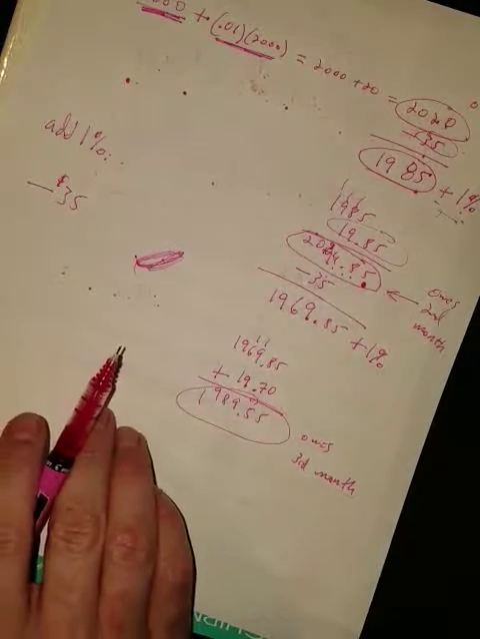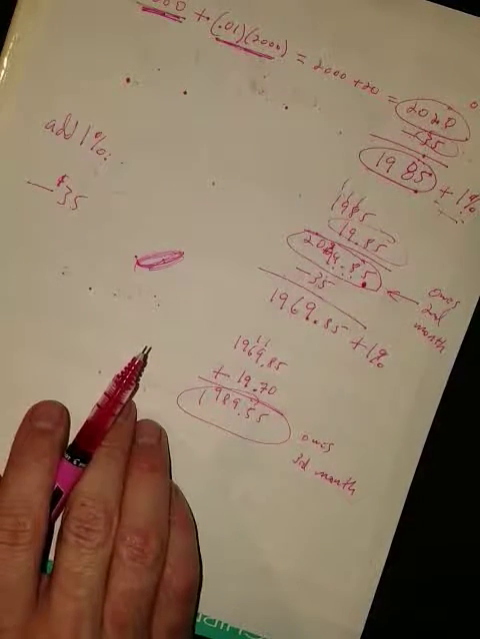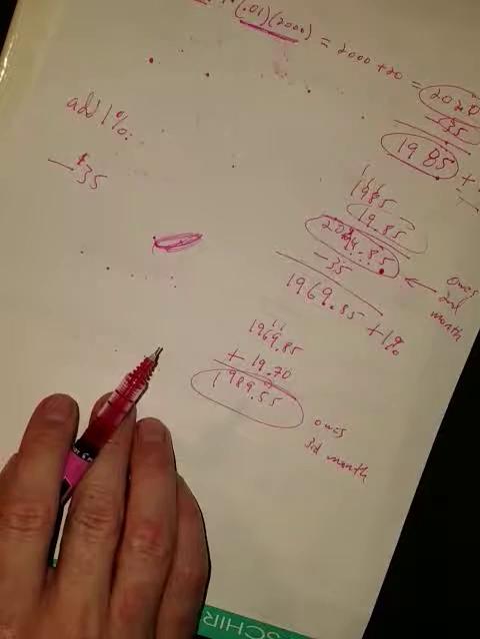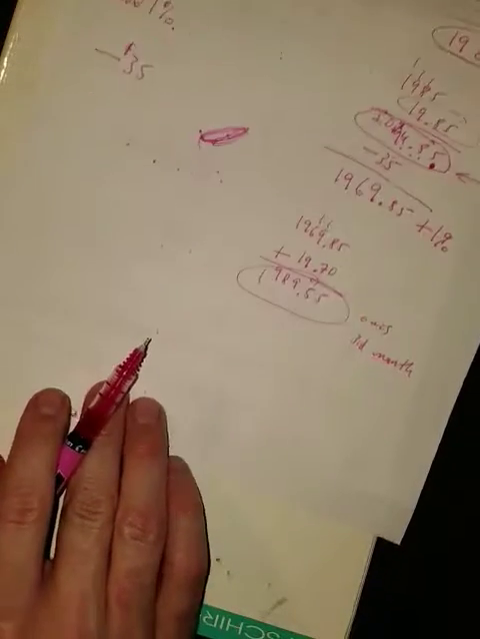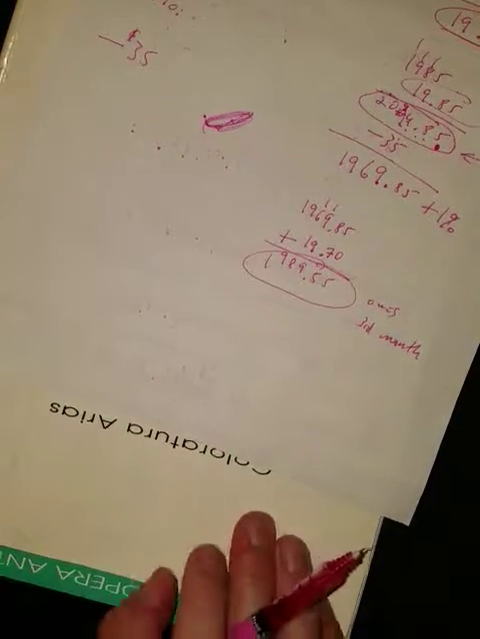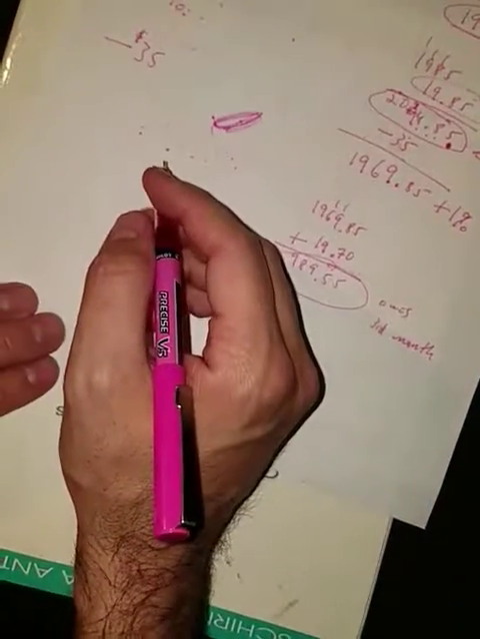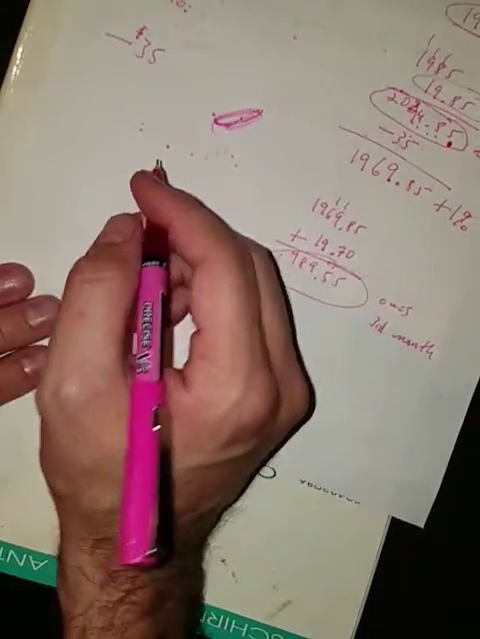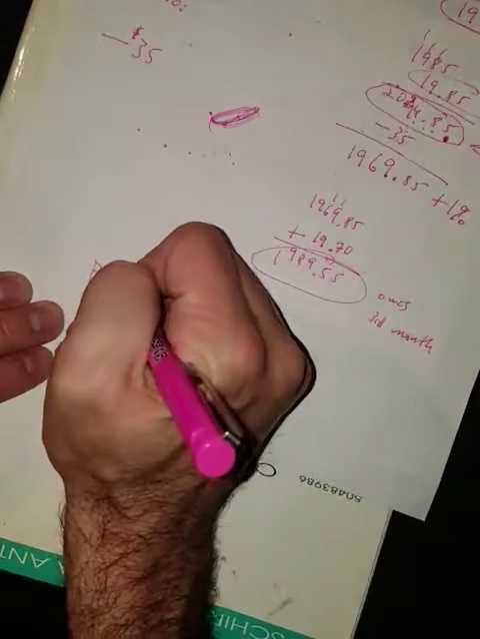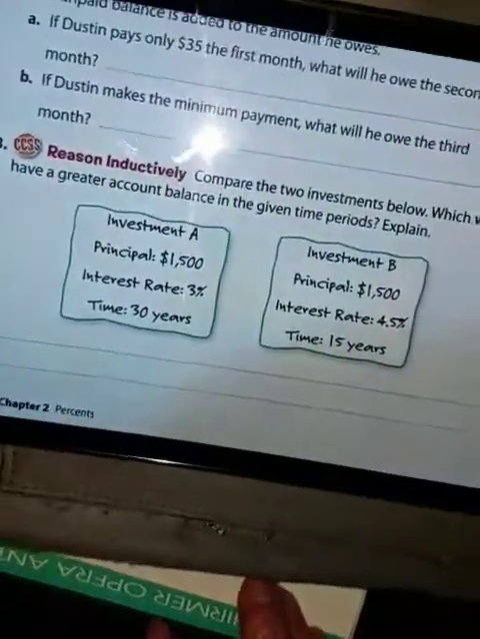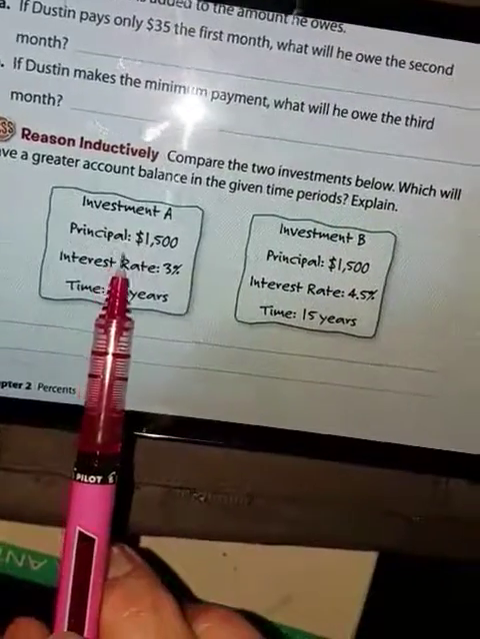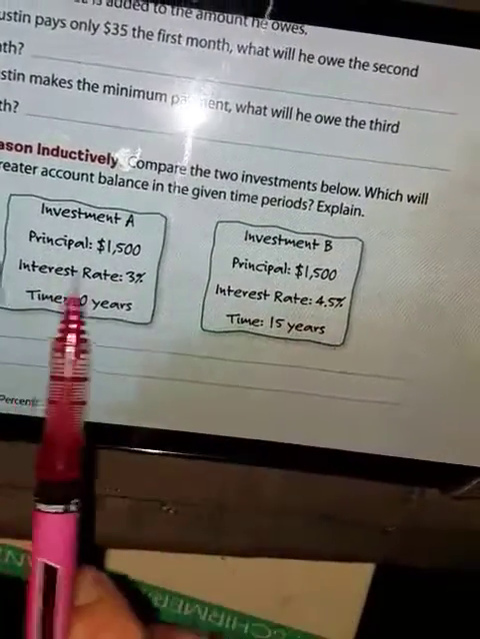Okay, number 12. Reason inductively. Compare the two investments below. Which will have a greater account balance in the given time periods? Explain. Well, what you have to do then is I equals PRT, right? The principal is the same for both. It's $1,500 for both. We're doing number 12 right now. See how it's $1,500? The principal is 1,500 for both.